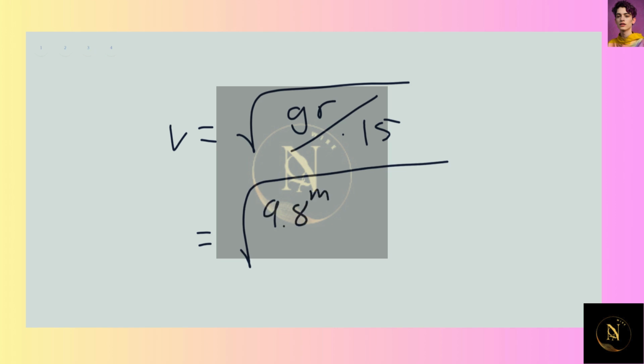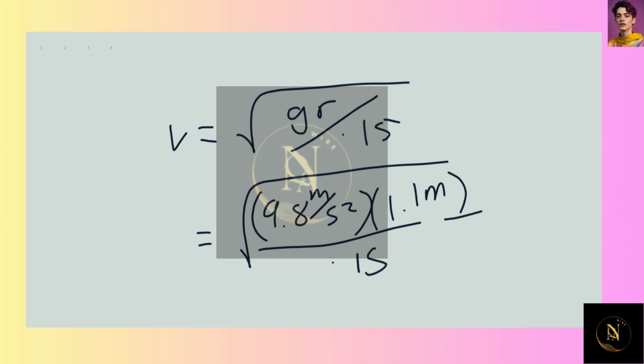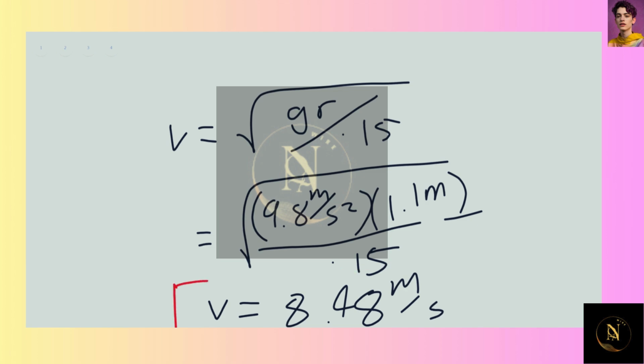Now g is of course 9.8 meters per second squared. That's just the acceleration of gravity. And our radius, which we're given in the problem description, is 1.1 meters. And that is going to be divided by 0.15, a constant, which is going to give us that v is equal to 8.48 meters per second, which is going to be our final answer to this problem.